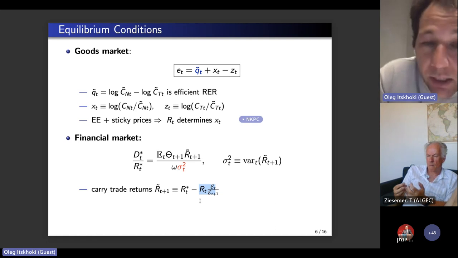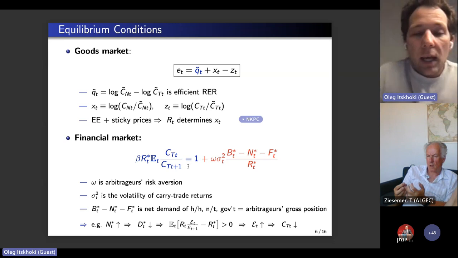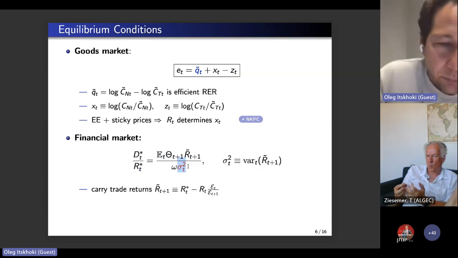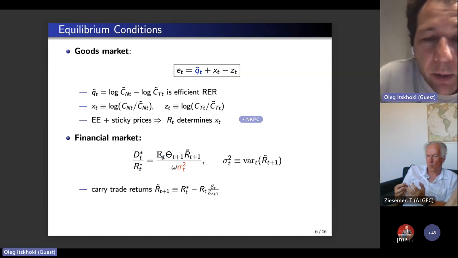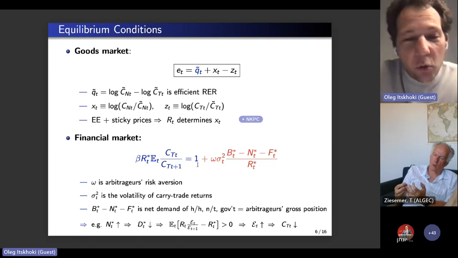So the risk of this strategy is the exchange rate risk. So this is the exchange rate risk effectively here, right? And so we can rewrite it by using the earlier equation of the households for this interest rate. We can rewrite it in this form. And this is kind of cool, check it out.